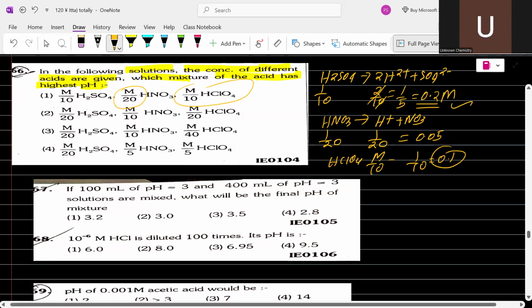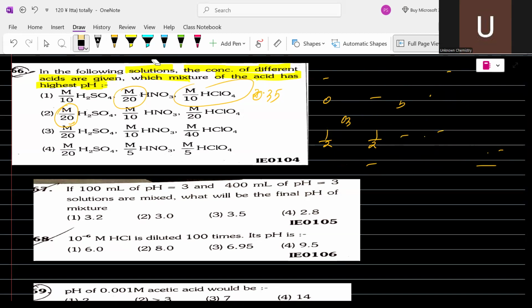So what is the H plus ion concentration here? We can notice here 0.2 plus 0.05 plus 0.1 is 0.35. So this mixture has a total concentration of 0.35 molar. Right, please notice here. Similarly, here 1 by 10, 2 by 20. Please understand, let's see the next option.